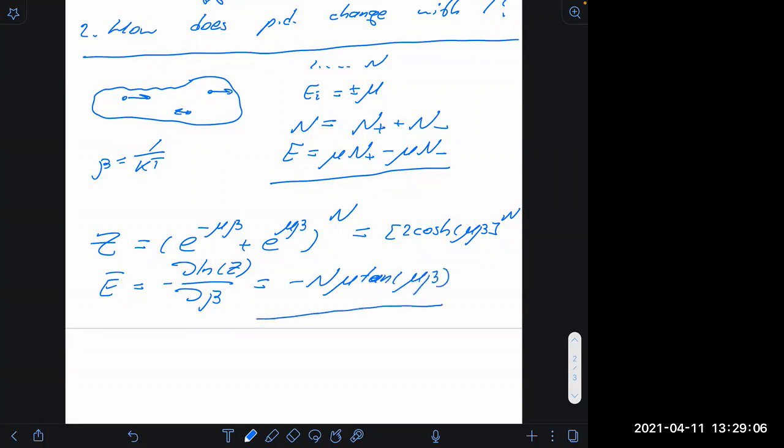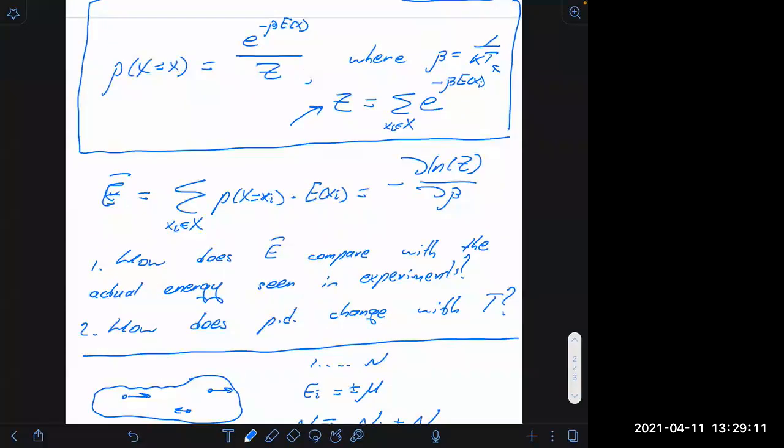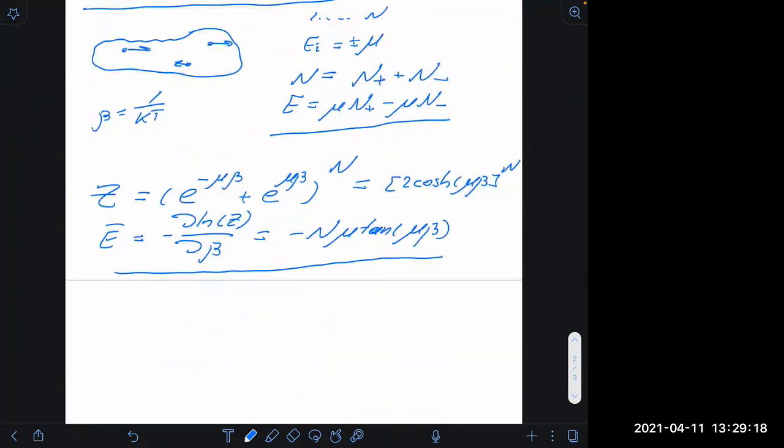Right, that's great. So now we can try to answer our first question: how does E bar compare with the actual energy seen in experiments? Well, what does it mean to compare E bar with the actual energy?